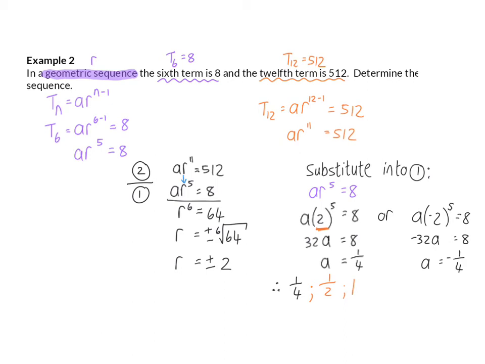They asked us for the sequence. So that means two options for the sequence. If I start with a quarter, it means that I have R as 2, which means if I multiply by 2, my next one will be a half, and my third term will be 1. If I, however, start with the first term of minus a quarter, it means my constant ratio is minus 2. So when I now multiply by minus 2, I get a half, and multiplied by minus 2 again, I have minus 1.